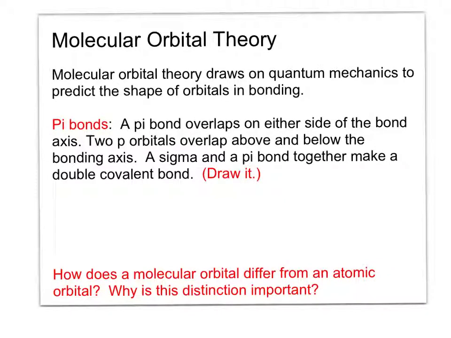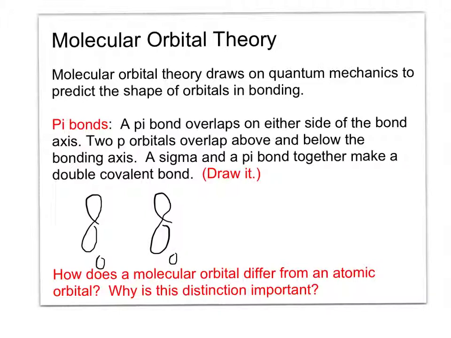Okay, so we just talked about sigma bonds being one type of molecular orbital. Pi bonds and pi molecular orbitals are the other type that you'll see. These happen when you have two p orbitals overlapping above and below the bonding axis. So what this would look like is, let's say we have two oxygen atoms this time.